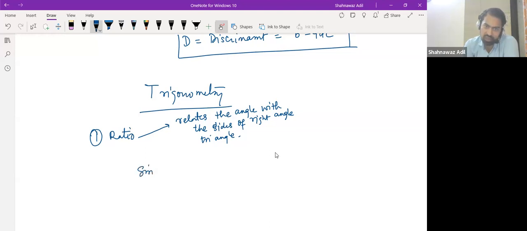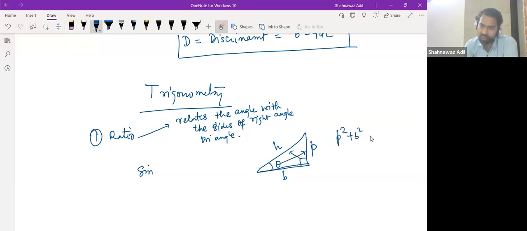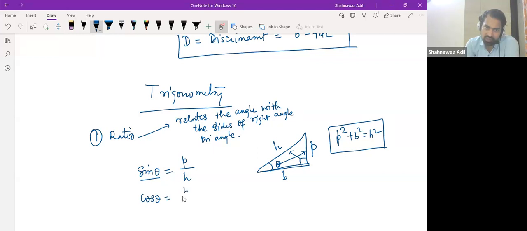So the first one is this. Let's say we have this triangle, and this is theta, and the side opposite to this theta is the perpendicular, and the side making the angle with theta is the base, and opposite to 90 degrees we have the hypotenuse, right? So from the Pythagoras theorem, p square plus b square is h square. Sine theta relates the perpendicular with the hypotenuse. Then we have cos theta, which relates base with the hypotenuse, and tan, which relates perpendicular and base. So these are the things that we have.